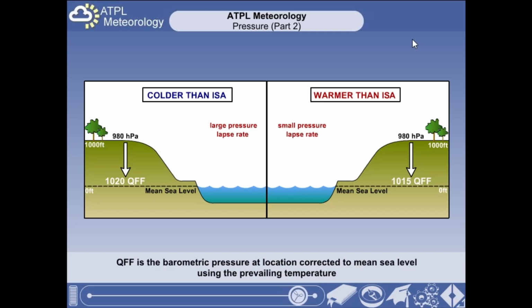These mean sea level pressures are known as QFF values. QFF is therefore the barometric pressure at a stated location, corrected to mean sea level, using the prevailing temperature.